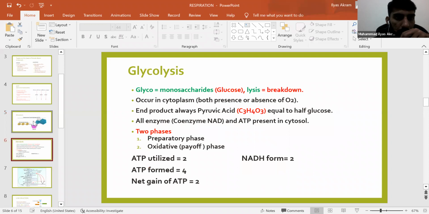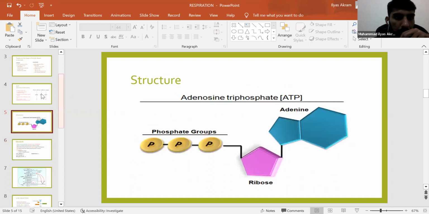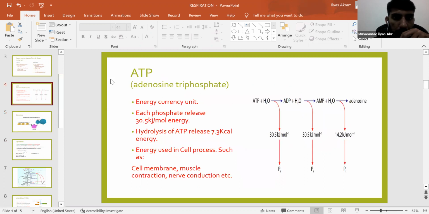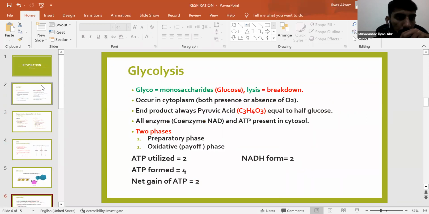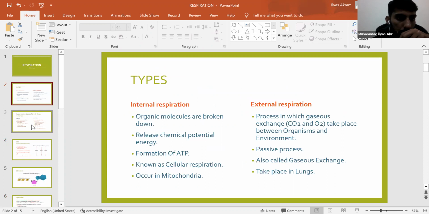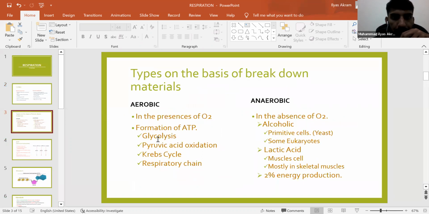Now we will study the synthesis of the ATP molecule that we studied here, how it can be produced in several processes. We talked here that there are 4 processes that can generate ATP molecules. The one is glycolysis, the other is pyruvic acid oxidation, the third one is Krebs cycle, and the last one is respiratory chain. So now we will discuss continually how and where the ATP formation occurs in all these processes.